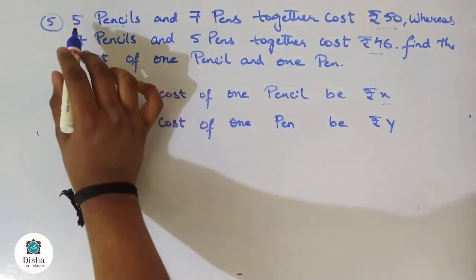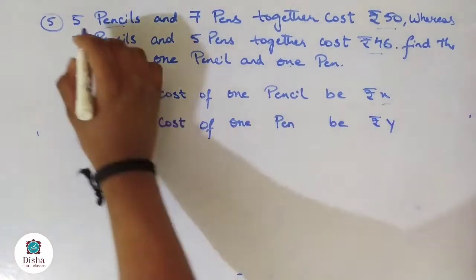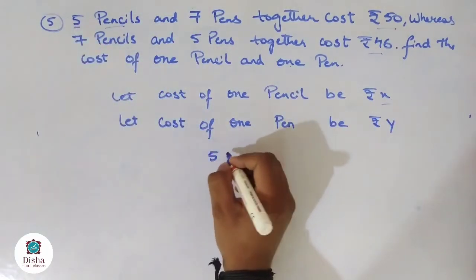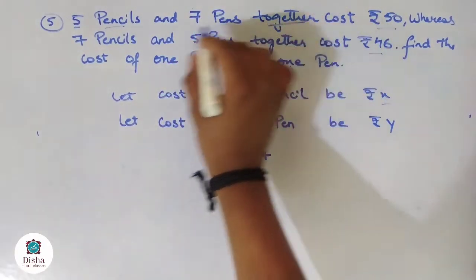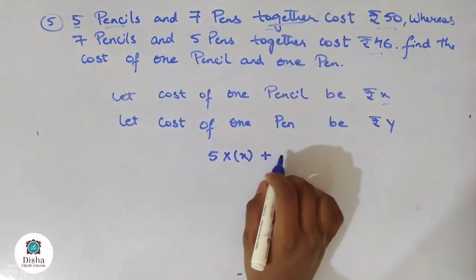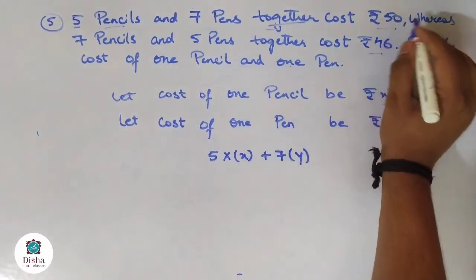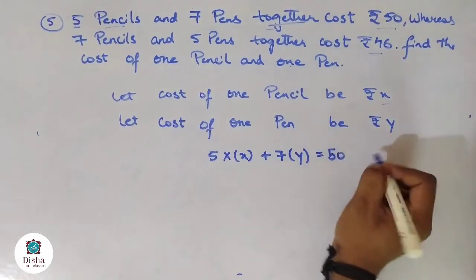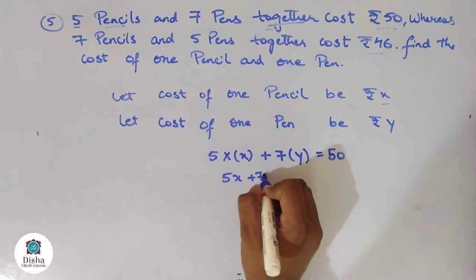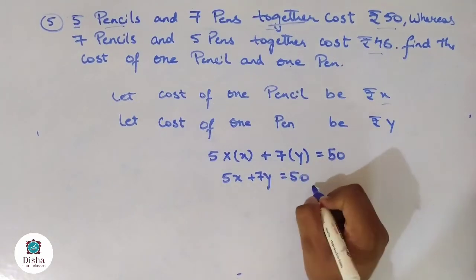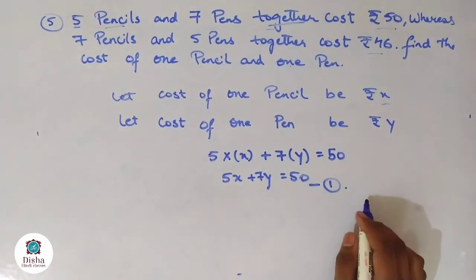So next, what we have here, first situation, that is 5 pencils and 7 pens. So what is the value of one pencil? X. So we have 5 pencils, so 5 into X plus 7 pens. Together means we have to add both. Together means addition. So 7 into Y. How much is it costing? Rupees 50. So 5x plus 7y equals 50 is the first equation.